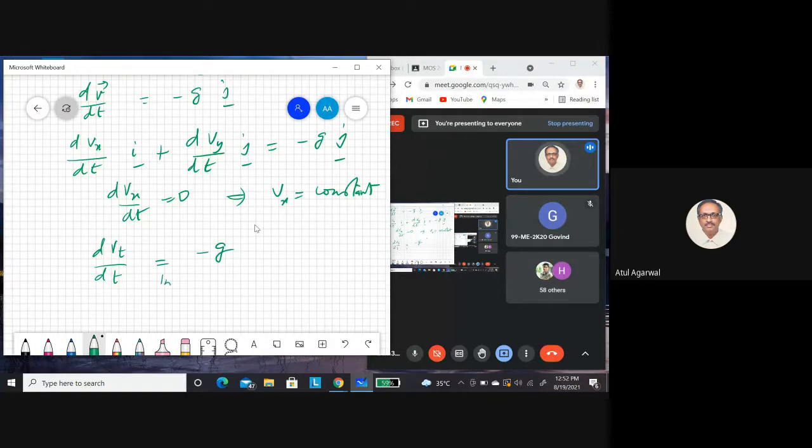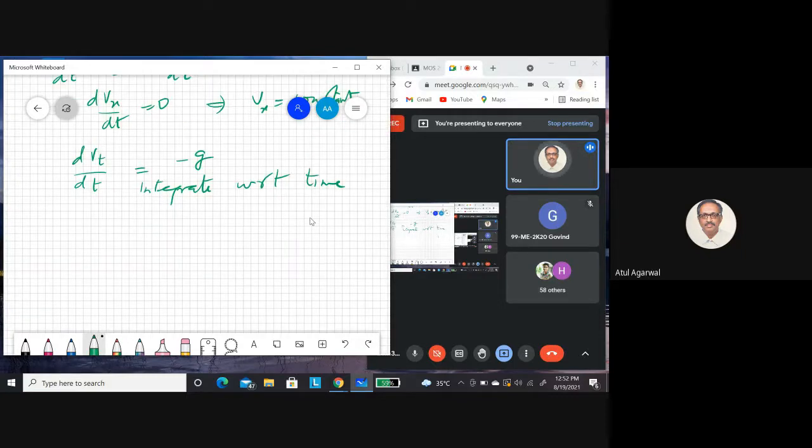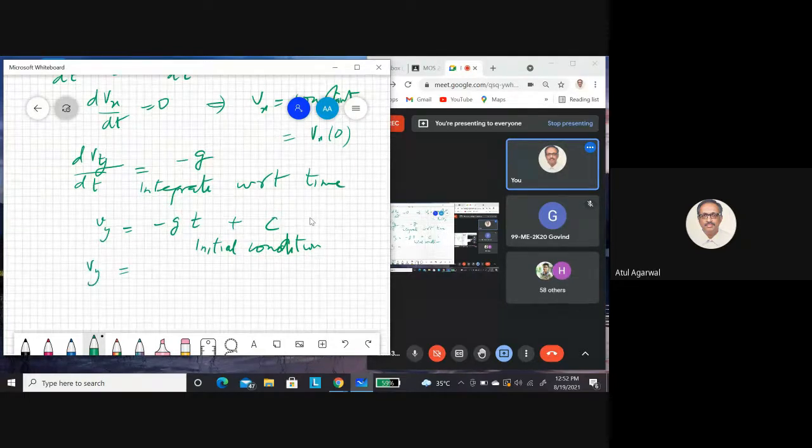Now you have to integrate it with time. So what do you get? Vy is equal to minus gt plus some constant. How do you find your constant? From initial conditions. Sir, initial velocity in the y axis. Yeah. Here your Vx is equal to Vx at time t equal to 0. Now here your Vy, you put time t equal to 0, so your C becomes Vy at 0. So your Vy at any time t will be Vy at time 0 minus gt.